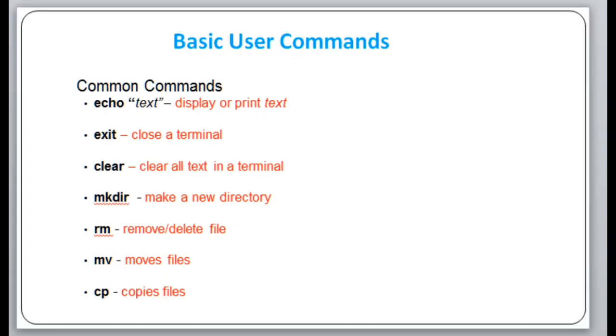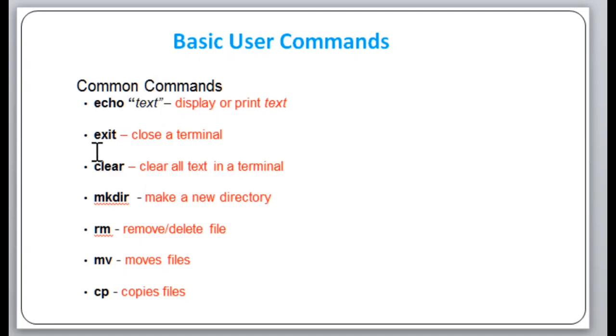Alright guys, we're going to be spending a good amount of time on the basic user commands here. Again, some of these should be review, some of these may be new, and that's okay. We're going to go through all of them. So the first one we're talking about is echo, which displays or prints text. It's important to encapsulate the text with quotation marks, otherwise the terminal might try to interpret some of it as a command, okay?